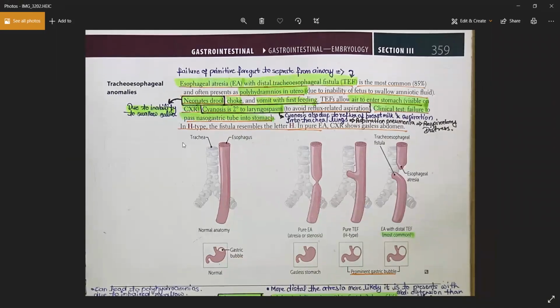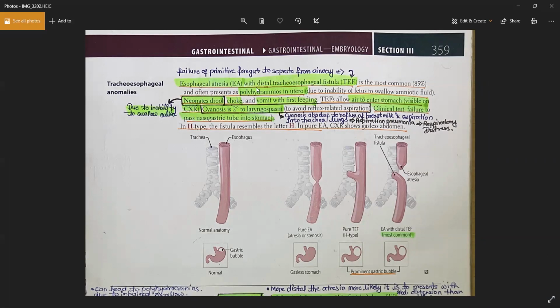Then you need to know about the tracheoesophageal anomalies. The most common one is the esophageal atresia with the distal tracheoesophageal fistula. As the name suggests, you have atresia of the proximal esophagus, and the fistula is formed between the trachea and the esophagus distally. This is the most common type. You have atresia of the proximal esophagus and a formation of a fistula between the distal esophagus and the trachea.